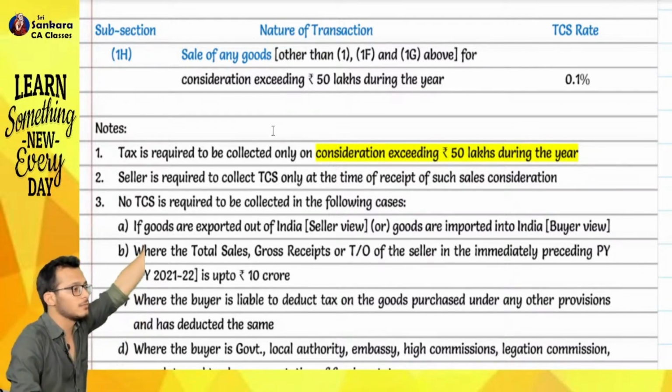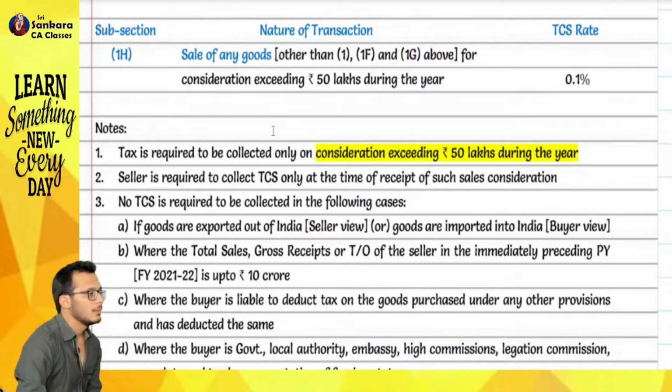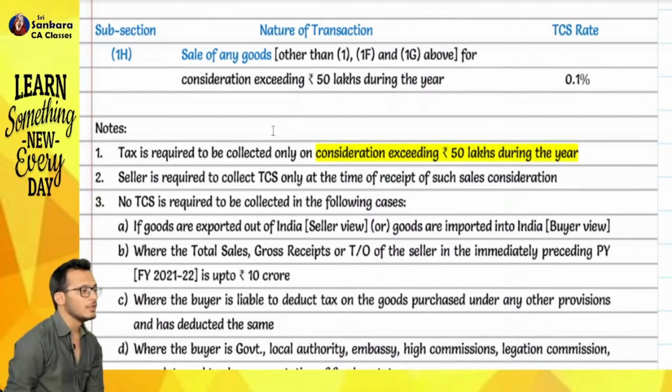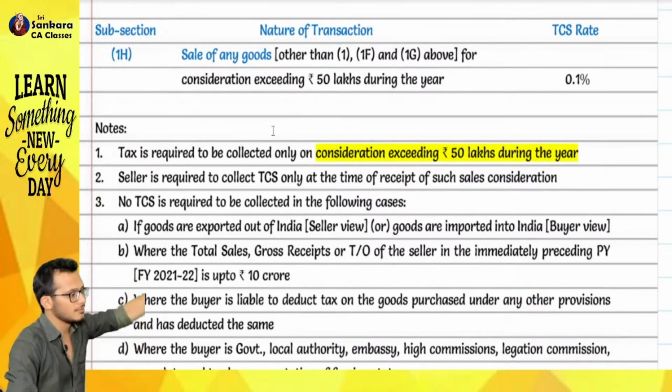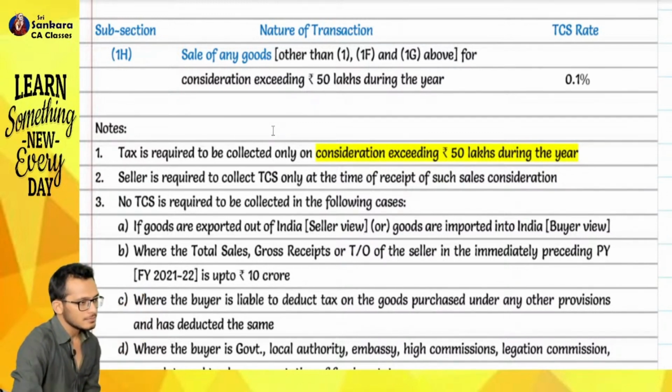Say both the buyer's turnover and the seller's turnover are more than 10 crores. Should you do 194Q or TCS? 194Q. TDS is more superior than TCS.